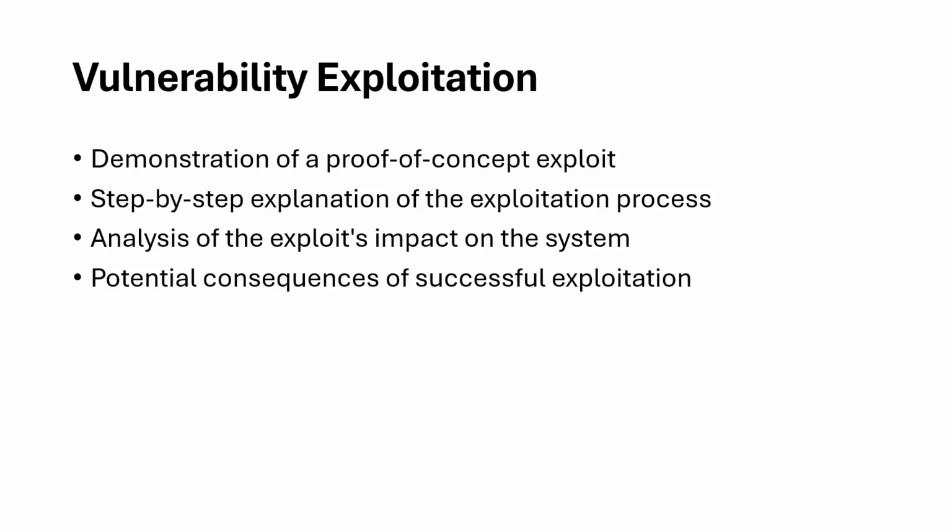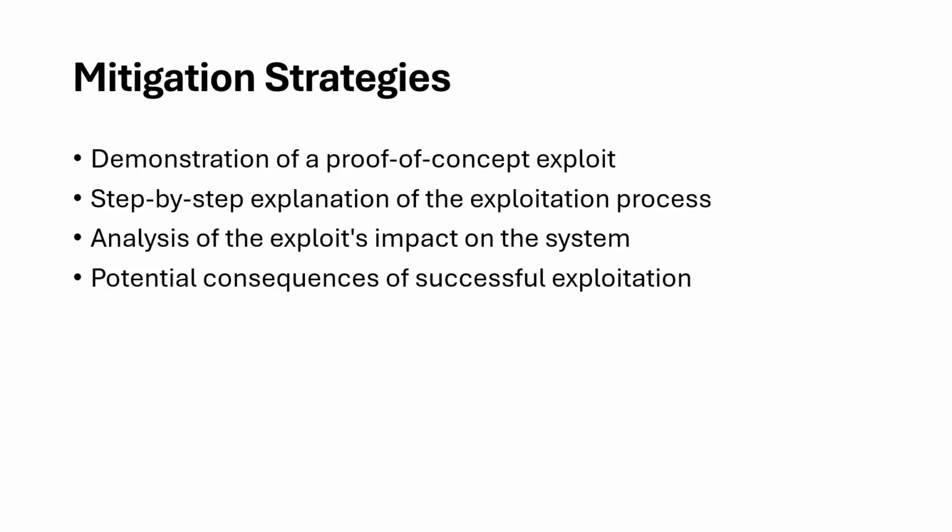Potential consequences. A successful exploitation of the buffer overflow vulnerability in SLmail 5.5 could have severe consequences such as data theft, sensitive information such as email content and user credentials could be compromised. System compromise. The attacker could gain control of the system and use it for malicious purposes, such as spreading malware or launching further attacks. Service disruption. The vulnerability could lead to service outages or performance degradation. So what are the mitigation strategies?